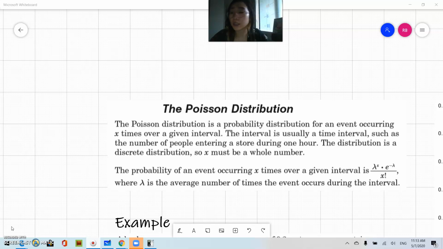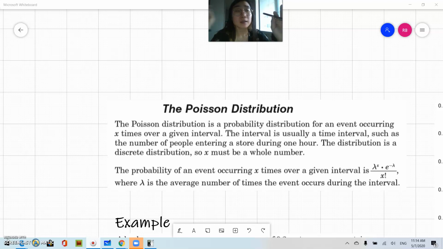This one is very interesting because this is a probability distribution for an event occurring x times over a given interval. Like how many times will you see a firefly flying by in an hour? The example they give you is the number of people entering a store during 1 hour. If you're a store owner, you want to determine how likely it is to have a surge of people coming to your store. This distribution is quite important.